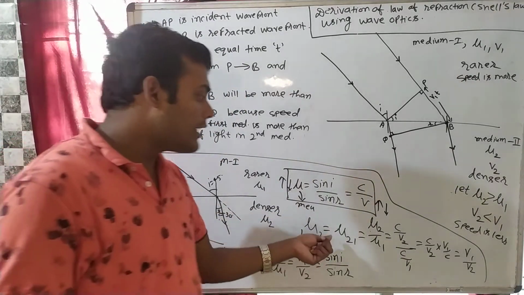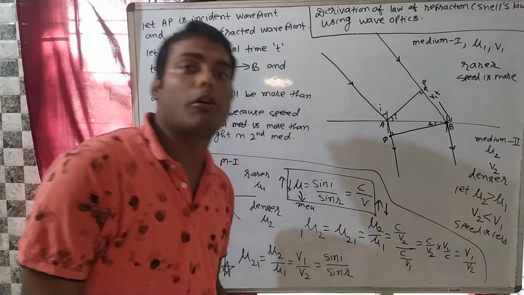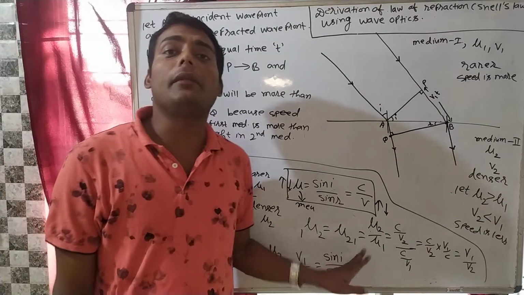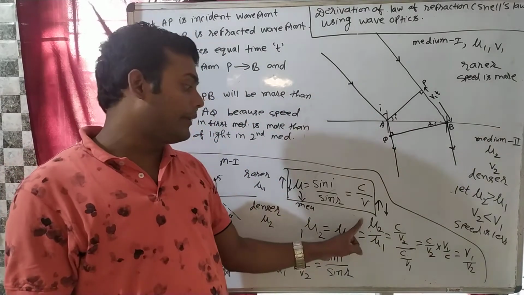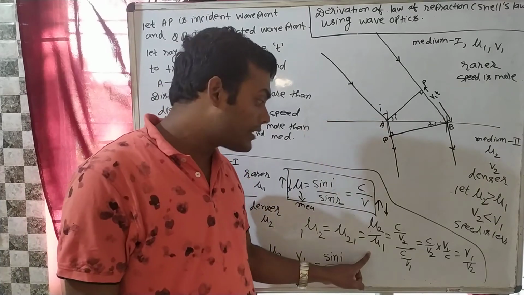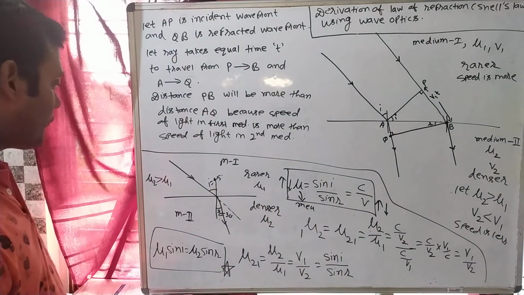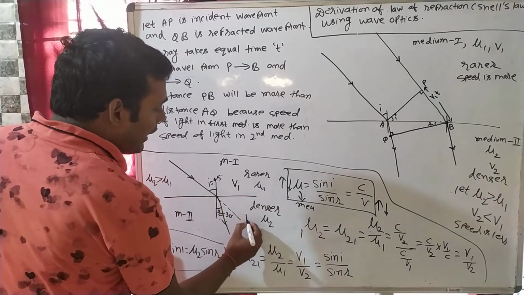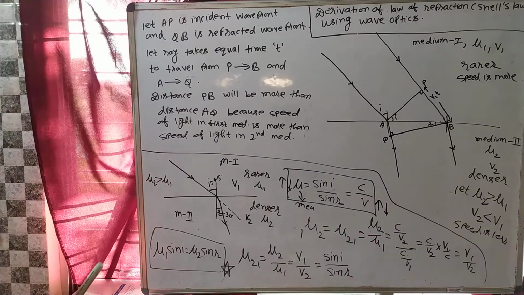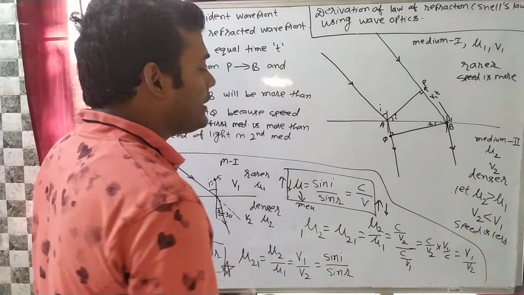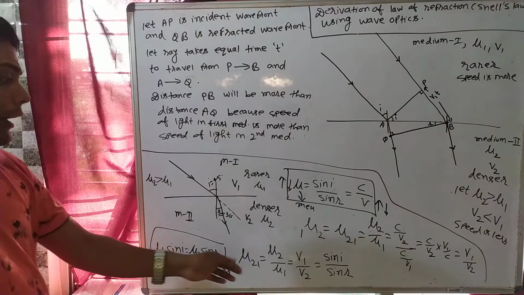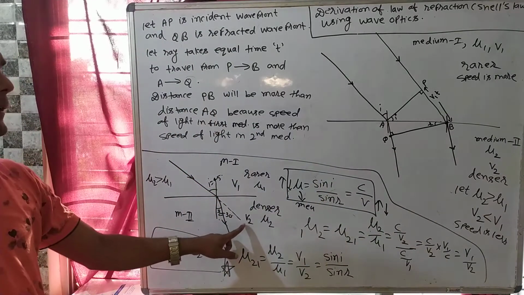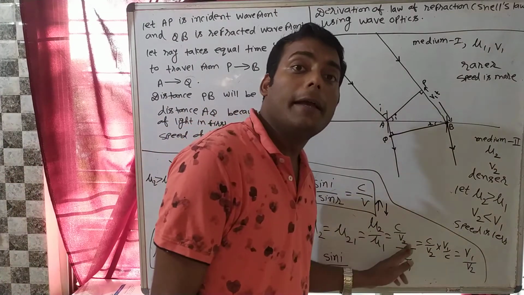In some books, you can see the same thing written like this also. This is the refractive index of second medium with respect to first medium. This can be written as mu2 by mu1, refractive index of second by refractive index of first. So mu2 is what? Let's say speed in first medium is v1 and speed of light in second medium is v2. So what will we write? Mu2 is equal to c by v2. Refractive index is known as c by v. So here speed of light is v2, so mu2 will be c by v2.